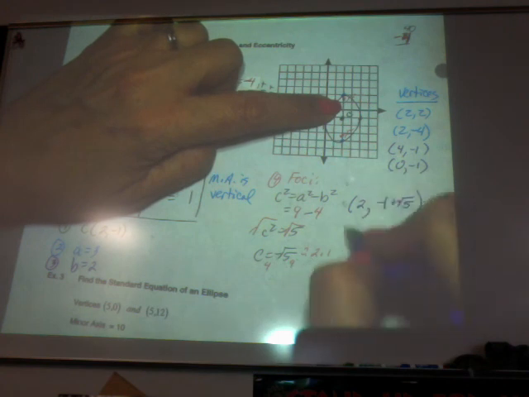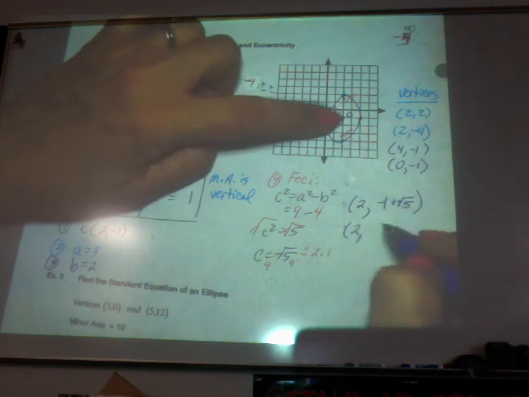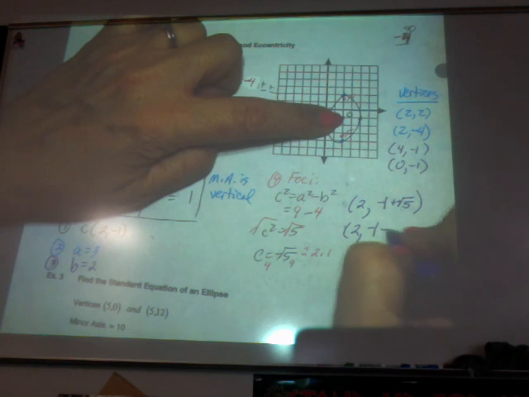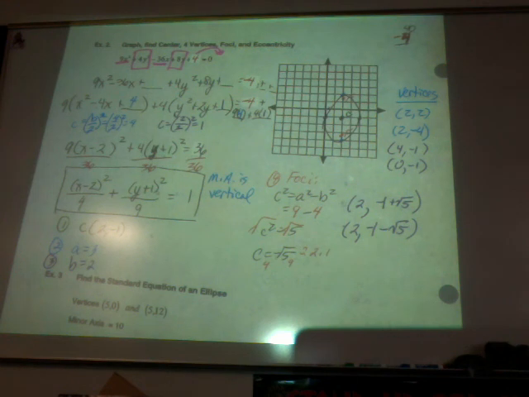And then for this foci down here, it's still +2, but from -1, didn't I subtract the square root of 5? I went down. So that's how your answer is going to be for your foci. Don't break out the calculator and give me some decimal answer. That wasn't so bad, was it?